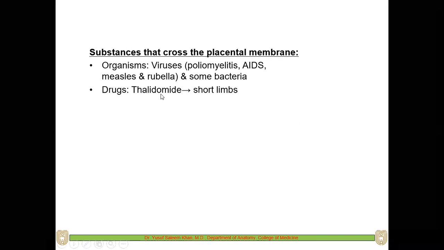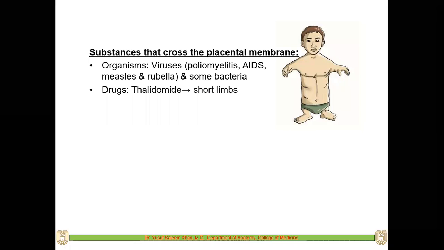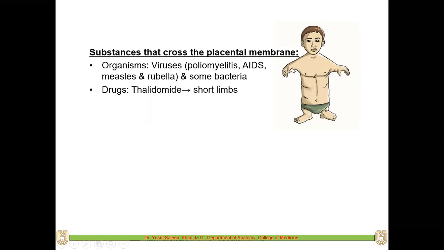This is an antiemetic drug. Its side effect was that they would develop children or newborns with short limbs, short upper limbs and short lower limbs. Thalidomide. You might have seen, or rarely nowadays, but you can see in pictures, the limbs will be very short. So this was the side effect. Suddenly they banned this drug, and it was totally banned.